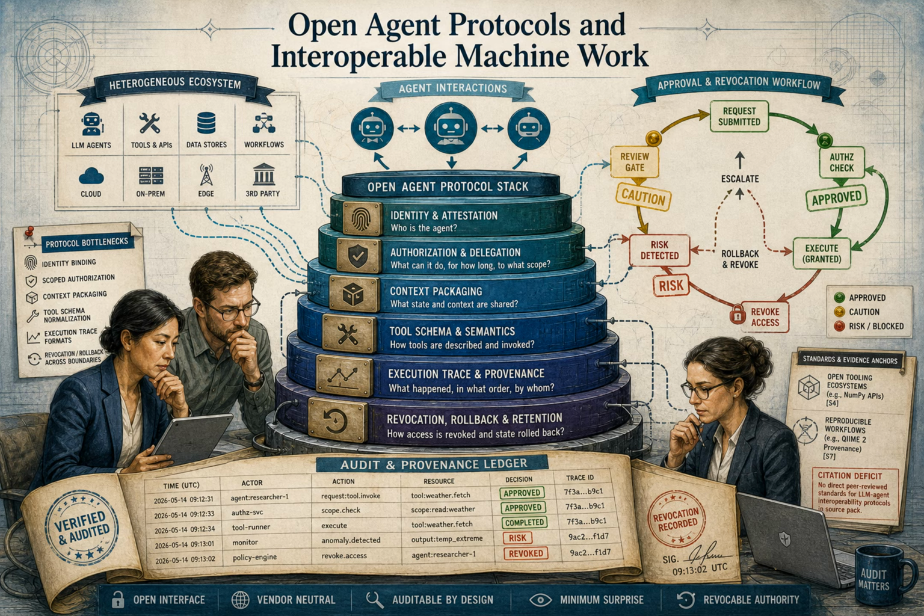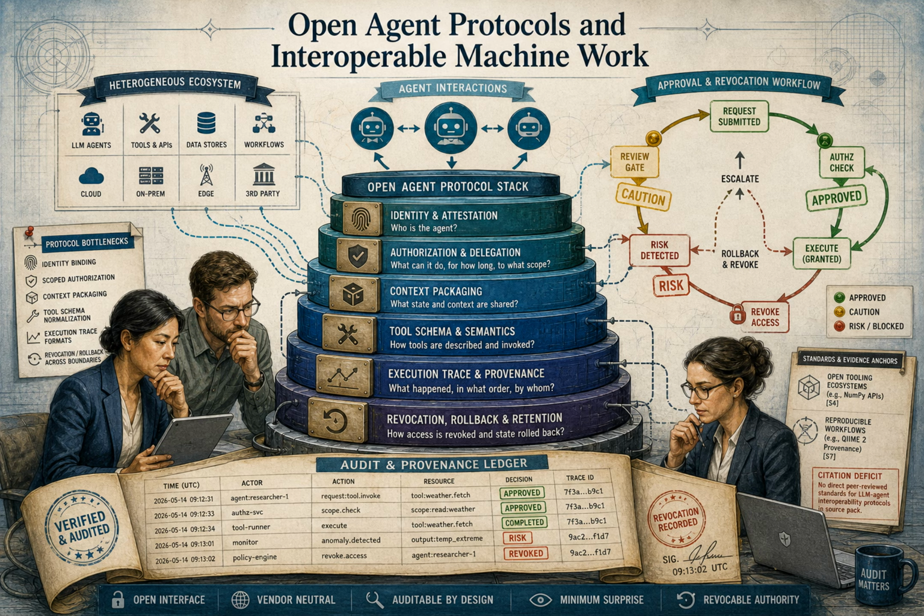Finally, there is trace, audit, and rollback. A serious agent system cannot just return an answer. It must return a record of what it tried, what it touched, what it produced, and what it committed. And when things go wrong, you need revocation and, where feasible, rollback across organizational boundaries.